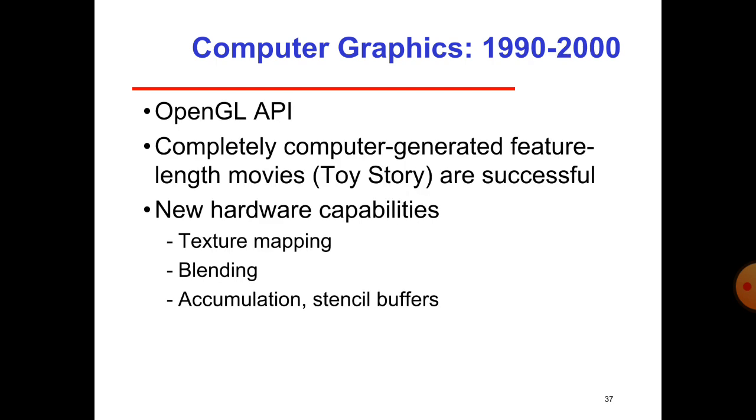Computer graphics, 1990-2000. OpenGL API. Completely computer-generated feature-length movies, Toy Story, are successful. New hardware capabilities: texture mapping, blending, accumulation, stencil buffers.